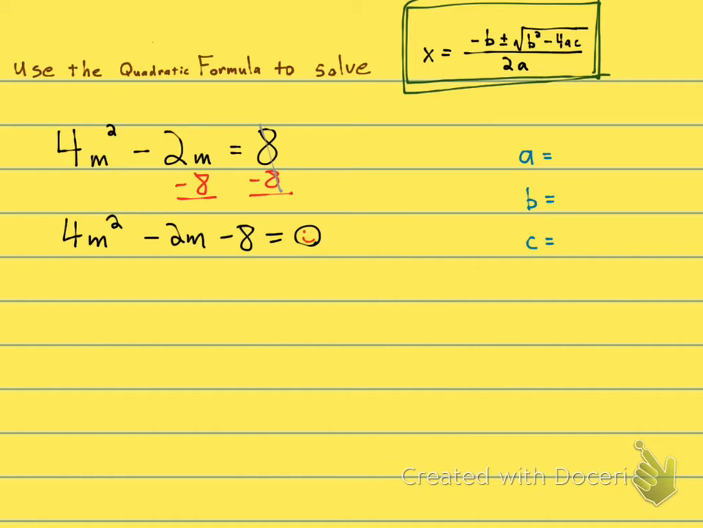Okay. I put a smiley face in that 0. That helps remind me that my quadratic formulas need to equal 0. And now all I have to do is identify my a, my b, and my c. So this is my a. A is 4. This is my b. B is negative 2. And then this is my c, which is negative 8. And then these three numbers are going to get plugged into the quadratic formula.